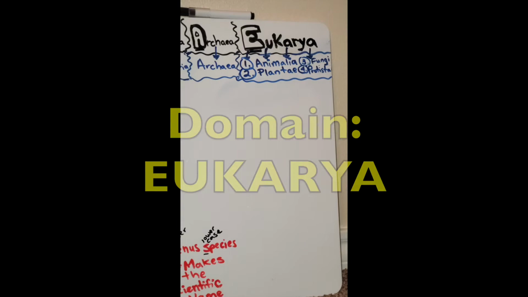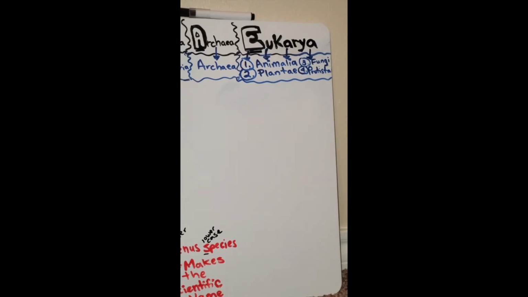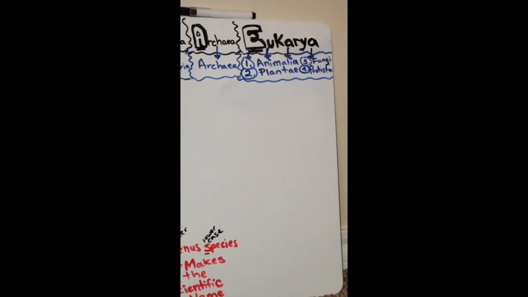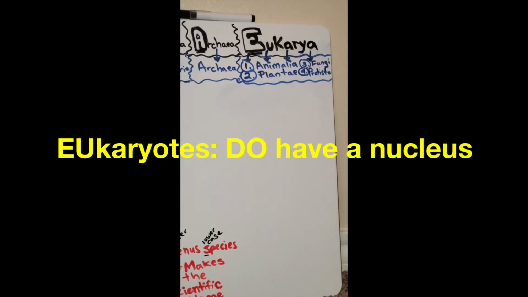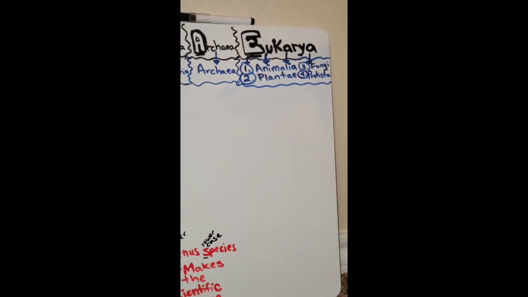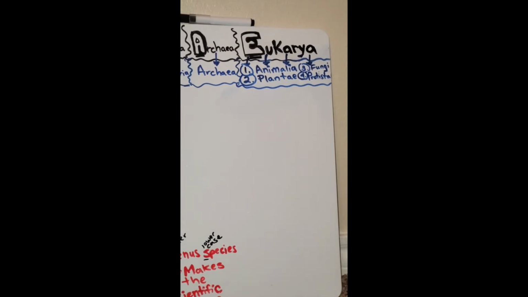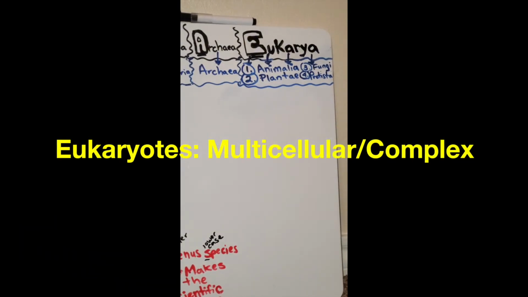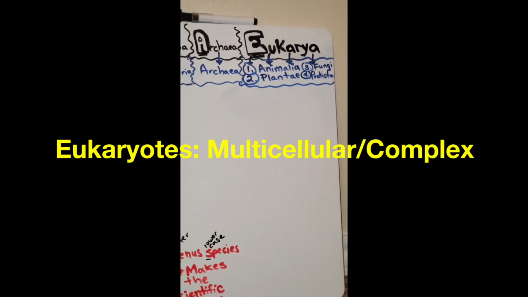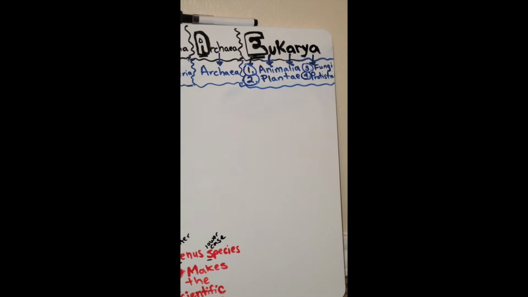Eukarya are where all eukaryotes are found. Eu rhymes with do, so eukaryotic organisms do have a true nucleus where their DNA is found. Eukaryotes are usually much more complex and larger and multicellular, meaning multiple cells.